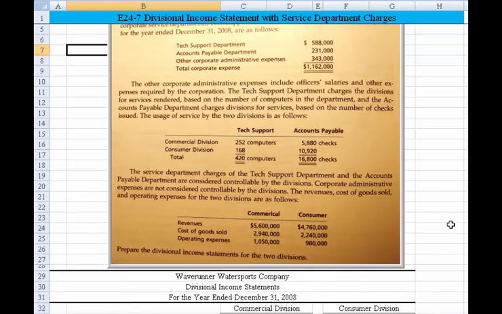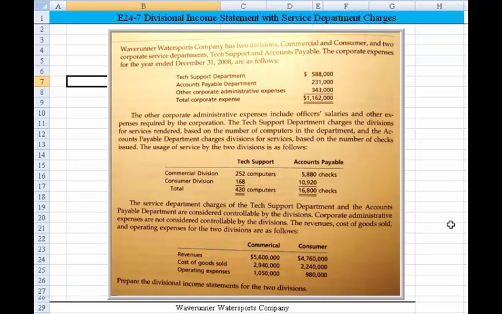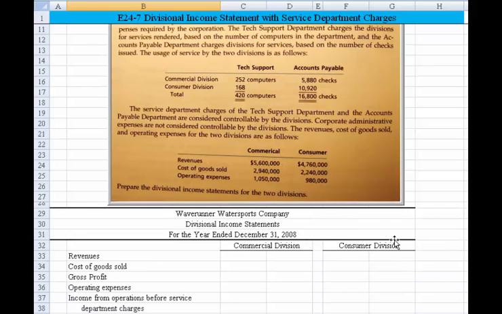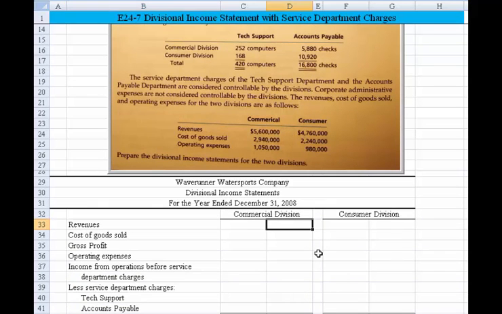So the first item is revenues, and the revenues are given in the table here. Let's slide up where we can get all of that on the screen. Right, so we know the commercial division did 5.6 million, while the consumer division did 4,760,000. And then we know the cost of goods sold for the division, again given right here in the problem, we need to drop that in.